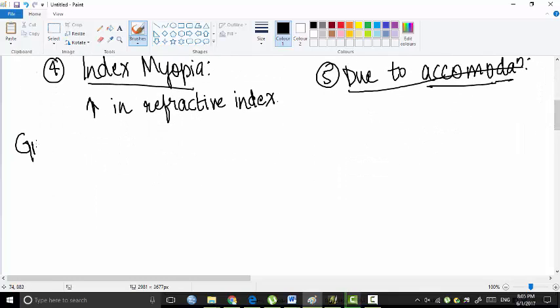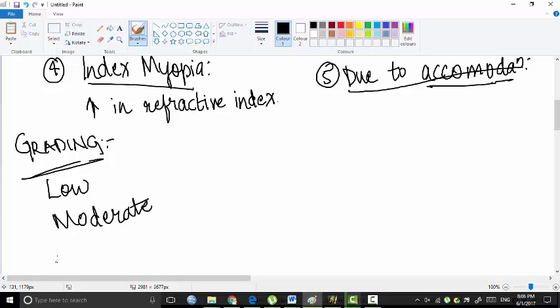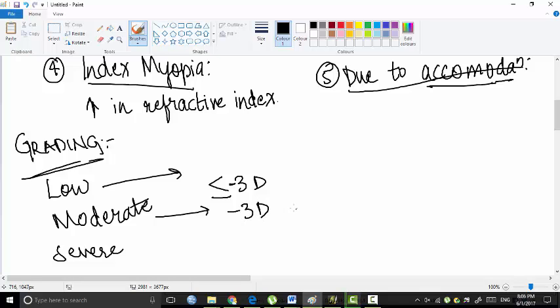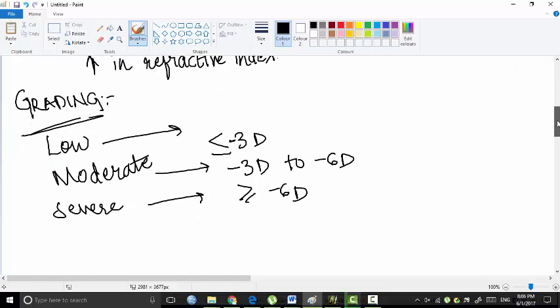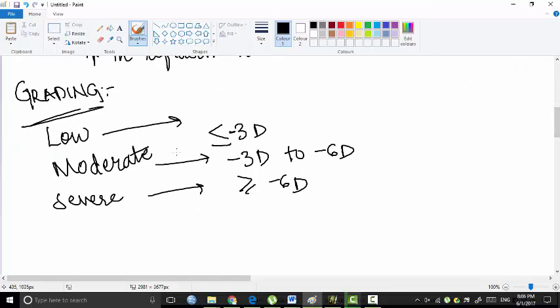Now what are the gradings of myopia? Just like hypermetropia, even here there is grading for myopia. So the grading for myopia may be low, moderate, severe. If you see low, it is less than or equal to 3 diopters. If you see hypermetropia, it is plus 3, here minus 3. If it's moderate, minus 3 to minus 6 diopters. If it is severe, it is greater than or equal to minus 6 diopters. So all these are the gradings for myopia, which is of 3 types: low, moderate and severe.